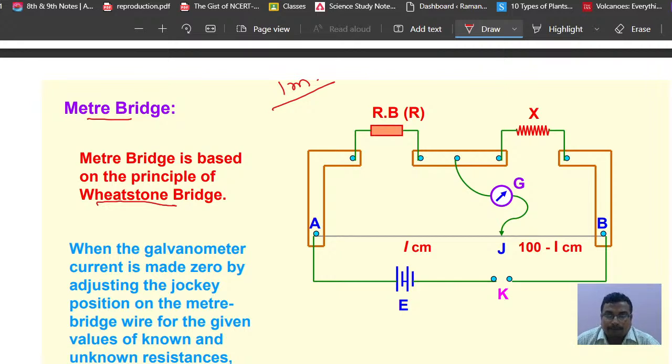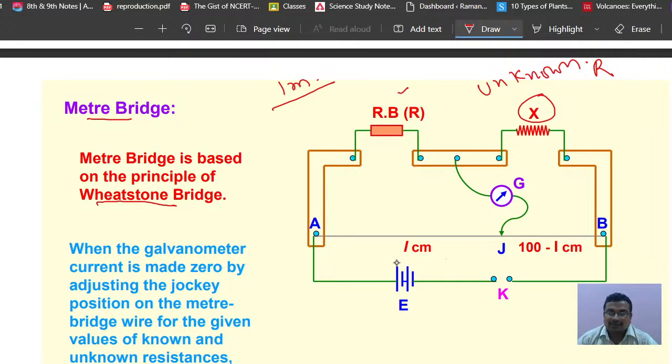So now the meter bridge is used to find out the unknown resistance. Why are we using the meter bridge? To find out the unknown resistance. This is the resistance box. This is the resistor, this is the value we know. We want to find out the unknown resistance.